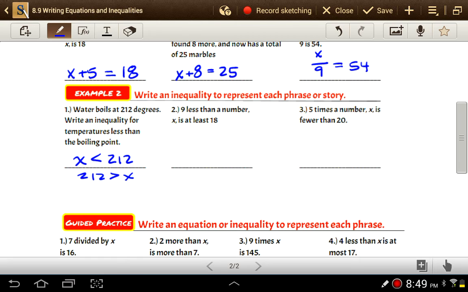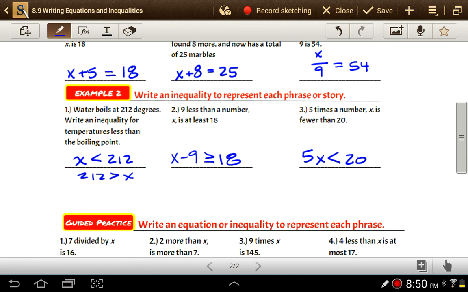Okay, number 2, 9 less than the number x is at least 18. So 9 less than the number x, that would be x minus 9, is at least, that means it has to be more than, but can equal 18, so greater than or equal to 18. Number 3, 5 times the number x is fewer than 20. 5 times the number x, 5x, is fewer than, less than 20. Okay, does not say it can equal 20, so I just put less than 20. Alright, so that's the examples.